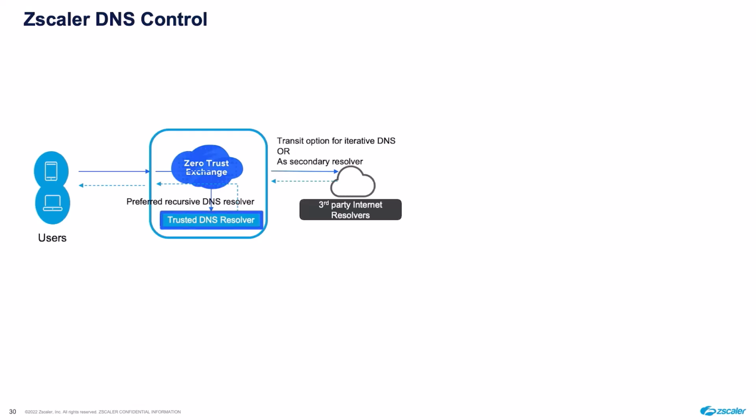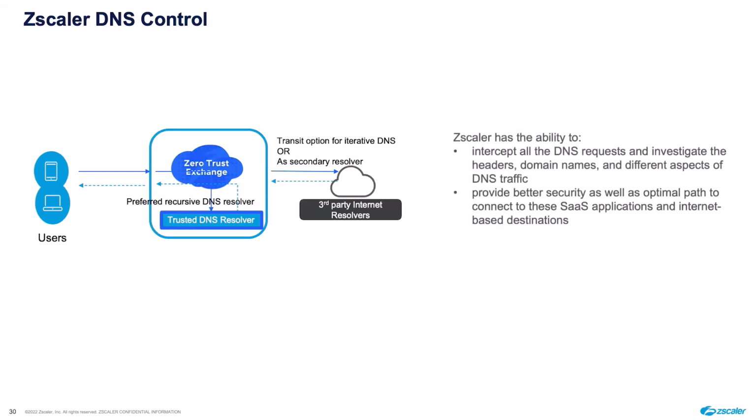These are trusted DNS resolvers from end users or from locations where traffic is being forwarded. Zscaler has the ability to intercept all the DNS requests and look into the headers, look into the domain names, look into the different aspects of DNS traffic, and provide better security as well as an optimal path to connect to these SaaS applications and internet-based destinations.